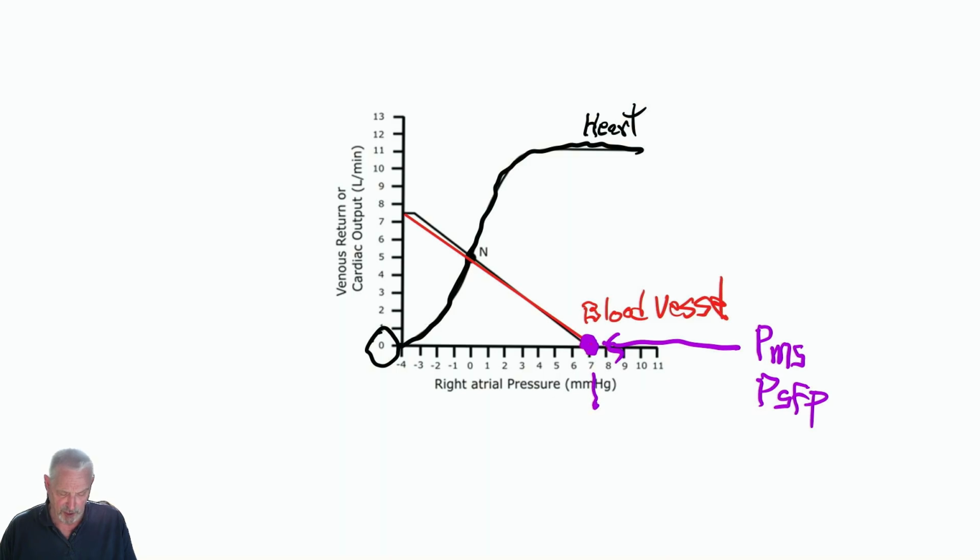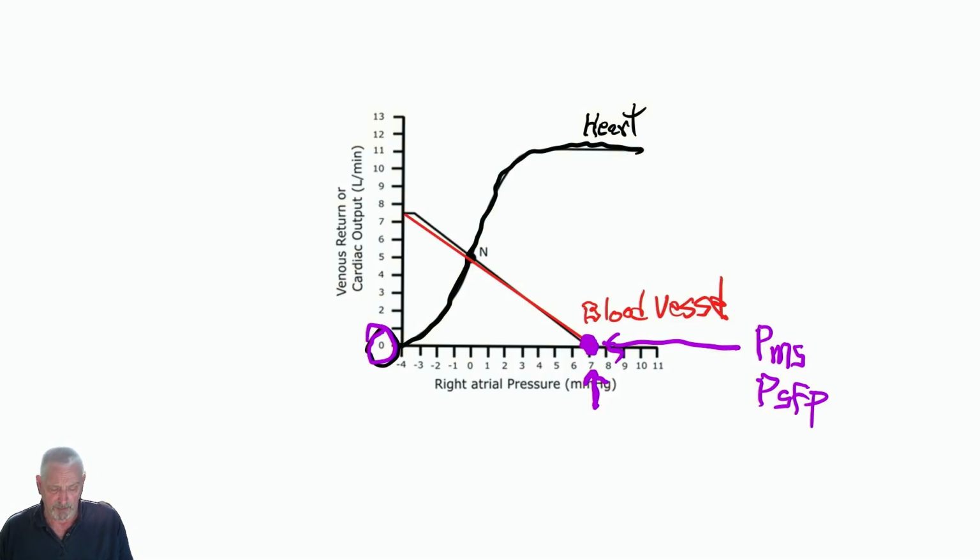But how did we know it was 7 millimeters of mercury? We looked at the value on the right atrial pressure axis. So what is right atrial pressure equal to? Because the pressure everywhere in the circulation is mean systemic filling pressure when the flow is 0. And so the typical textbook value of mean systemic filling pressure is 7 millimeters of mercury.